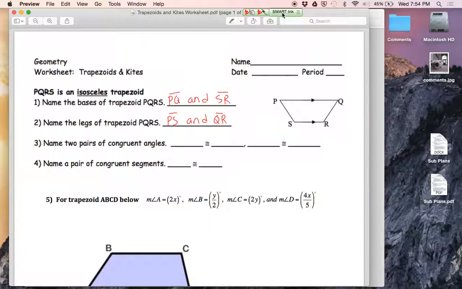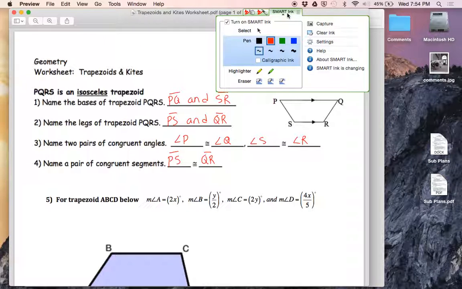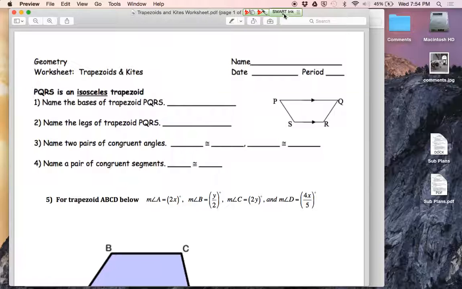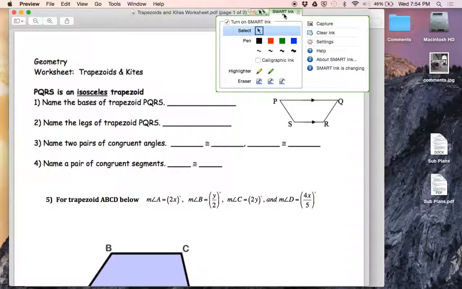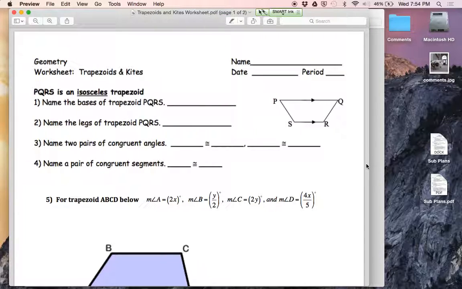Name 2 pairs of congruent angles. Okay, angle P is congruent to angle Q, and angle S is congruent to angle R. Name a pair of congruent segments. Well, because it's isosceles, PS is congruent to QR. So that's 1 through 4. So now let's come down here and let's look at number 5.